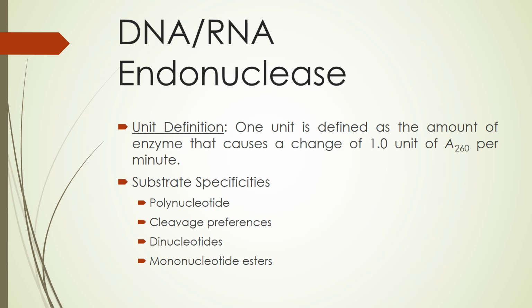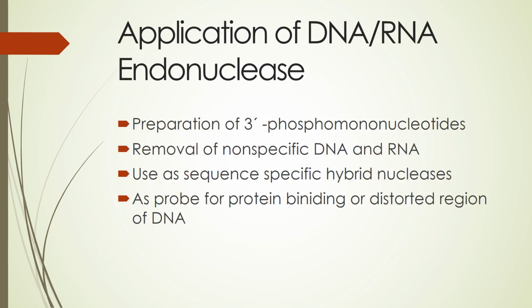Now we come to the mononucleotide. It's the synthetic substrate with the basic structure of the nucleotides, generally cleaved by the SNase with the release of R-P or nucleotides. The size and the nature of the R group are relatively unimportant as long as the diester bond is present. Now we move to the application part. So its applications are: number one is the preparation of 3' phosphomononucleotides.